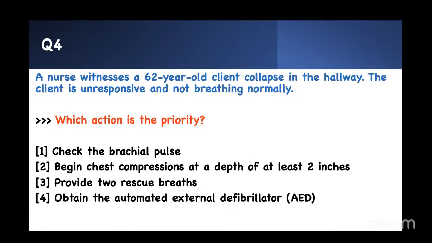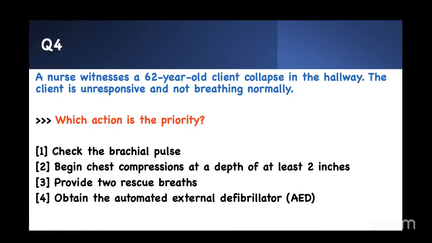Begin chest compression, right? At least 2 inches. Provide 2 rescue breaths. Obtain AED. What would you do? This is a trappy one, but it requires some critical thinking so that you don't just jump the gun. You pick what you have. You can't say, I need this answer there. What would you pick? 62 is an adult. It's not breathing. Unresponsive. What do you think should be your answer?